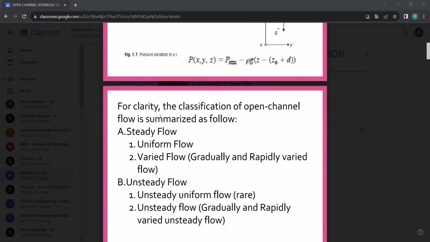And the classification of open channel. The first is steady flow. In steady flow, it's divided into two types. The first is uniform flow, and the second is varied flow, gradually and rapidly varied flow. And second is unsteady flow. Unsteady flow also separates into two types. The first is unsteady uniform flow. It's a rare condition in nature. And the second is unsteady flow, gradually and rapidly varied unsteady flow.